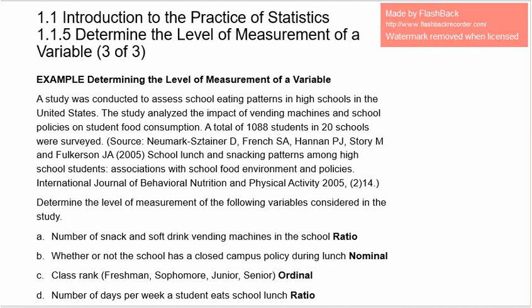That is ratio. The second variable is whether or not the school had a closed campus policy during lunch. That is at the nominal level. The next variable is class rank: freshman, sophomore, junior, senior. That is at the ordinal level. And the last variable is the number of days per week a student eats school lunch. That is at the ratio level.